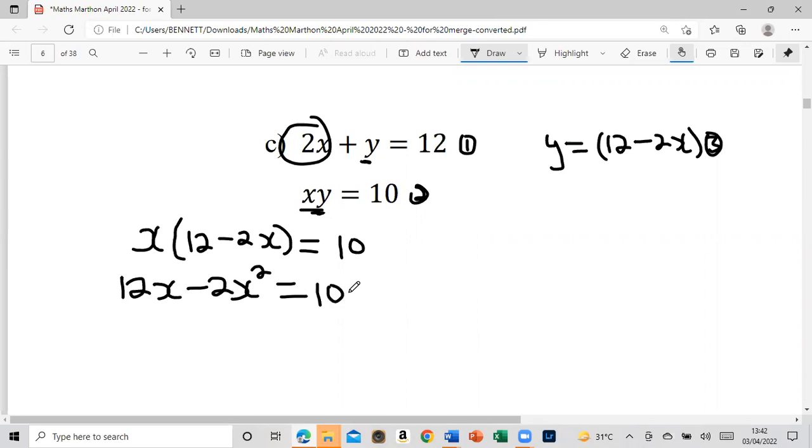But now, we want to get rid of that 10 here. We want to get the 10 with a companion here. So we are going to subtract 10 from this side. So it's going to be 12x minus 2x squared minus 10. I will subtract 10 from that side. And that equals 0.